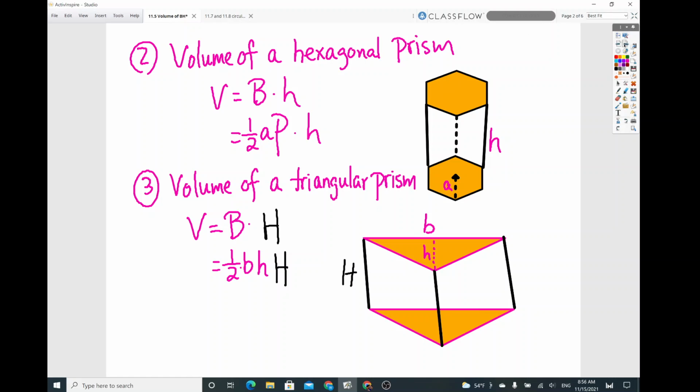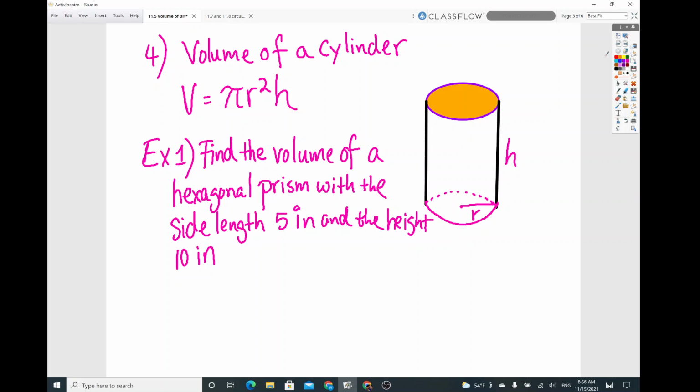Now let's see what else we have for the other formulas. Volume of a cylinder. The way to find the volume of a cylinder is always pi r squared times the height. We do know that's a circular base, so you want to find the area of the circle first, pi r squared, and then multiply that by the height.